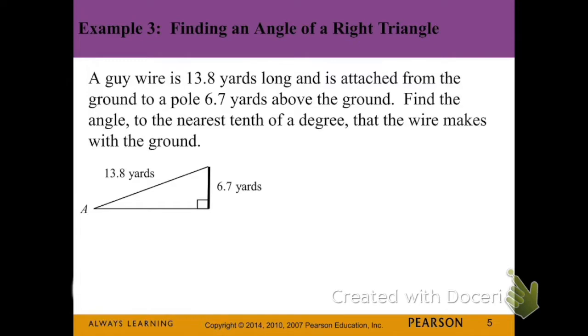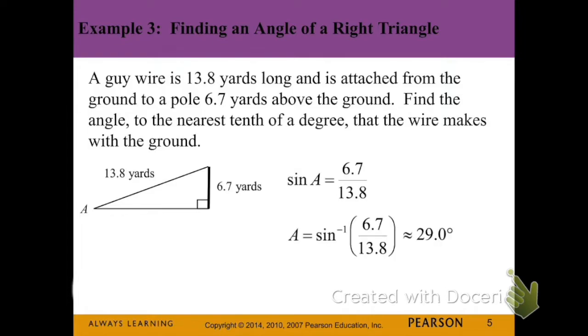The two sides that we know are the opposite from angle A and the hypotenuse, so we're going to use sine. Our equation is sine of angle A equals 6.7 over 13.8. The way that we solve for angles is by using the inverse trig function. So I'm going to use sine inverse on the right side of my function to solve for A. We get 29 degrees for A.